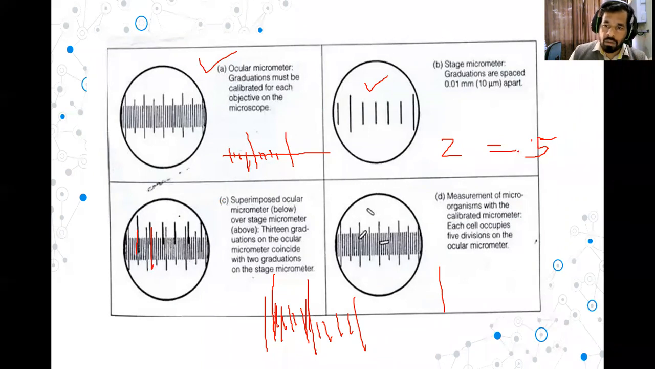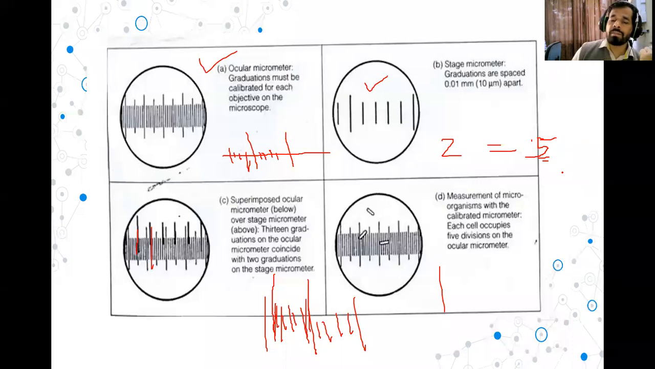So 2 divisions of the eyepiece micrometer are equal to 5 divisions. Why? Because we compared the first line which is coinciding and the second line which is coinciding exactly with the other reading. So in between, calculate how many divisions are present. That means, look at the first coinciding line, then see which other line matches exactly on top of another, and count the divisions in between. So 2 divisions of the eyepiece are equal to 5 divisions of the stage micrometer.